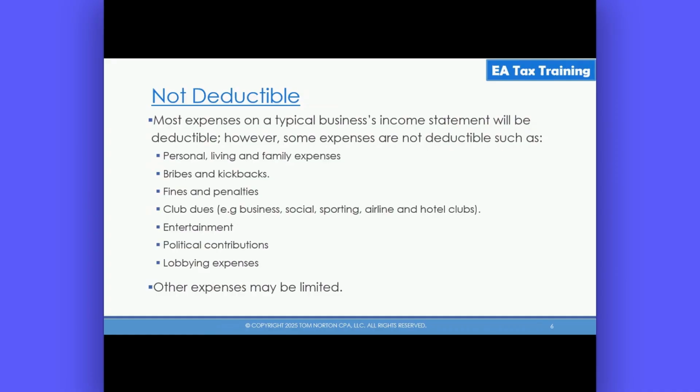So the number one exception that we always need to make sure that we are pointing out is that personal living and family expenses are never deductible. Now, these should not be on your GAAP financial statements either, but it's just important to know you can never deduct personal living and family expenses.